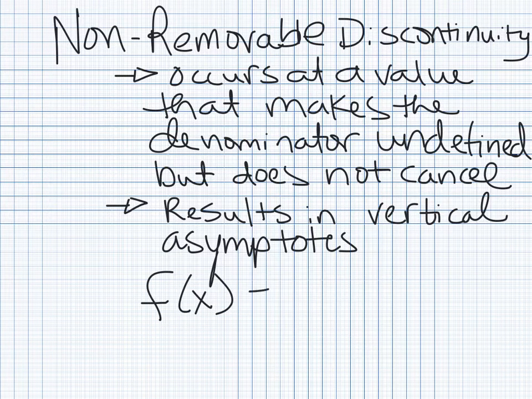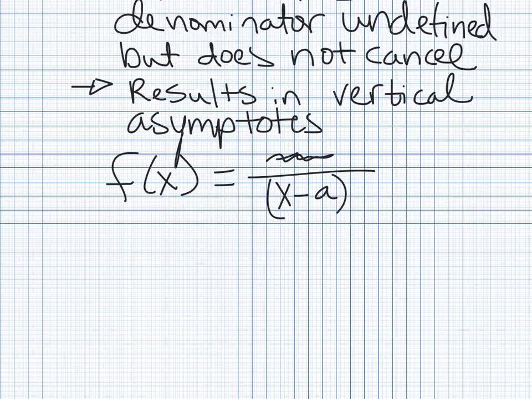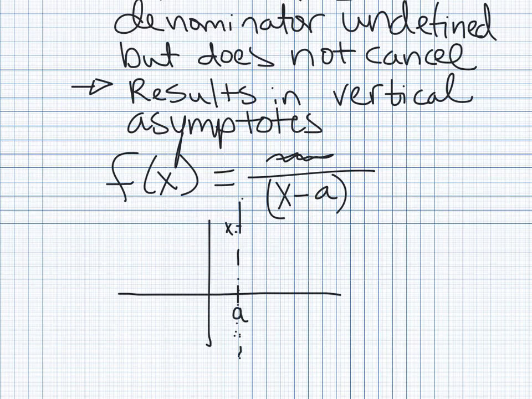If I have something that looks like f of x equals, we're going to need to talk more about the numerators, but some value over x minus a. Well, x minus a is going to result in a non-removable discontinuity. And whatever your value of a is going to be a vertical asymptote. We're going to need to learn a couple more things before we can graph anything that looks like this.